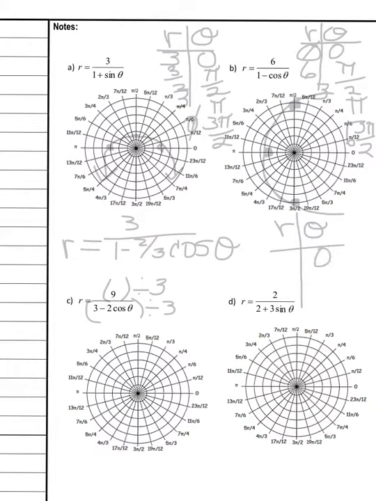Okay, so we start at 0. Cosine of 0 is 1. So I have 1 minus 2/3, which is 1/3. Multiply numerator and denominator by 3, and I get 9. Okay, so 0, that's going to be out here, unfortunately. Okay, pi over 2. Cosine of pi over 2 is 0, so that's 3 over 1 and 3.